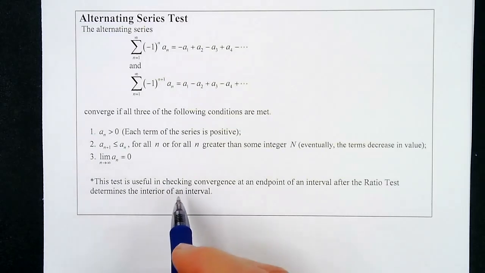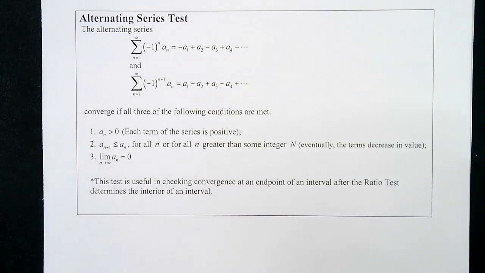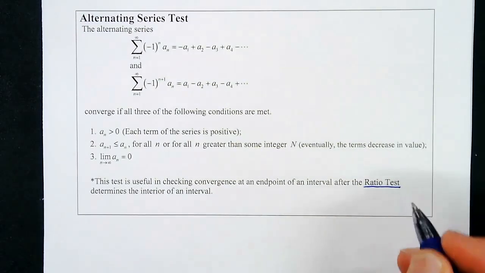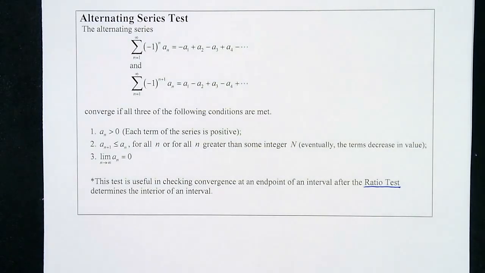This test is useful in checking convergence at an endpoint of an interval after the ratio test. Well, we haven't even taught the ratio test yet. That's actually the next test that I'm going to teach you after this alternating series test. But this is going to be helpful for the endpoints of the interval after we use the ratio test. Then we're going to be able to determine what intervals these series are going to converge on, whether it's a closed interval, an open interval, or half closed, half open.